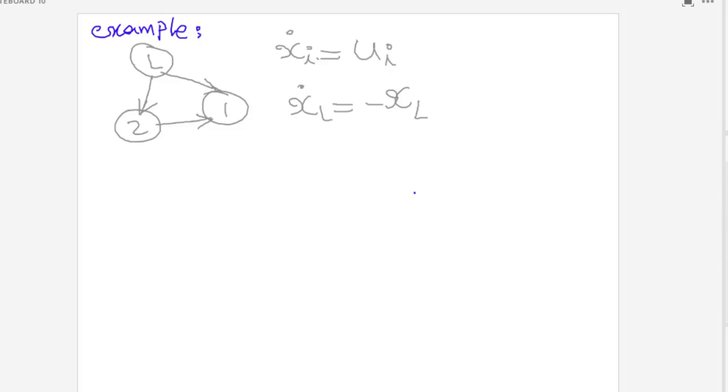No, 3 is not a leader. L is leader, 1 and 2 are followers. To simplify the problem, let me define U minus L1 equal to UL.